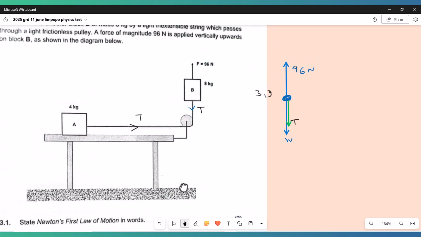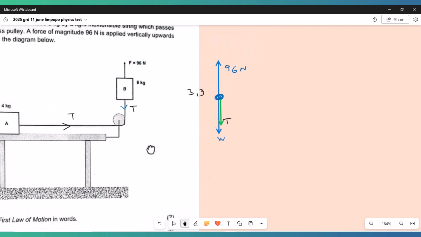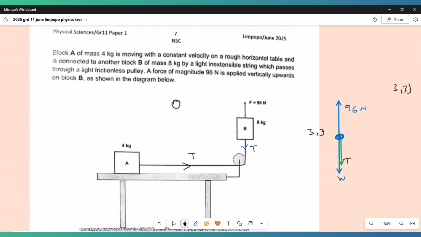So I'm going to say that if I consider block B, this is now 3.3. If I consider block B, F net equals MA. F net equals to what? Equals MA. And let's check the question one more time here. They said that block A of mass 4 kg is moving with a constant velocity. Did you see that word? Constant velocity. Constant velocity, meaning zero acceleration, okay?